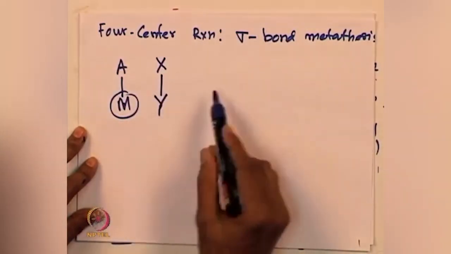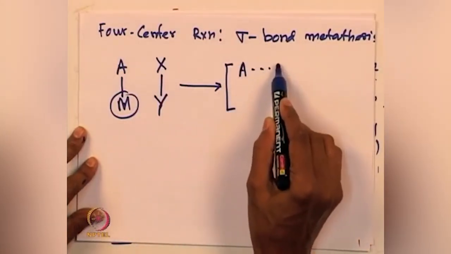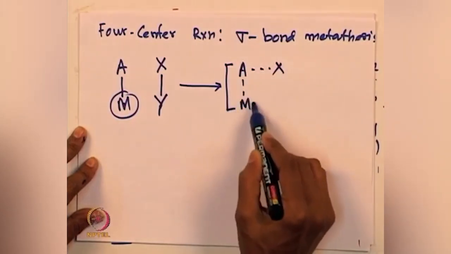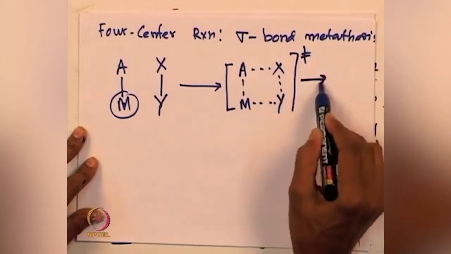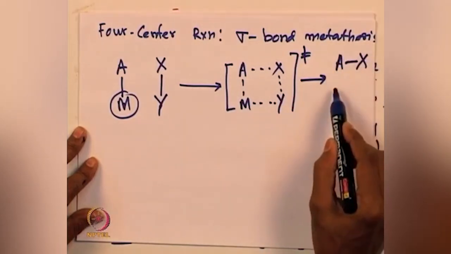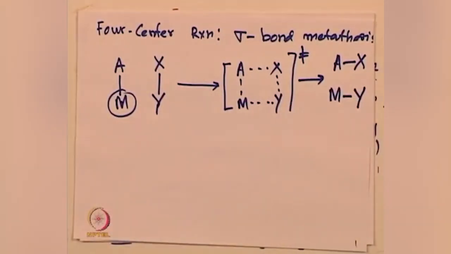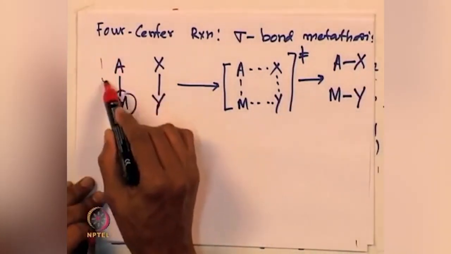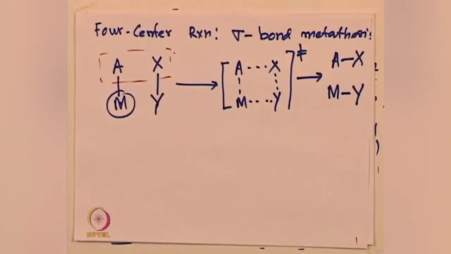1, 2, 3, 4. The transition state involved in these reactions is, of course, going to be the interaction among all these centers, and the net result will be the exchange of partners. So now you have X with A and M with Y. So essentially what you have seen in this particular case is these two go together and the other two go together. So this is a four center reaction, also known as sigma bond metathesis.